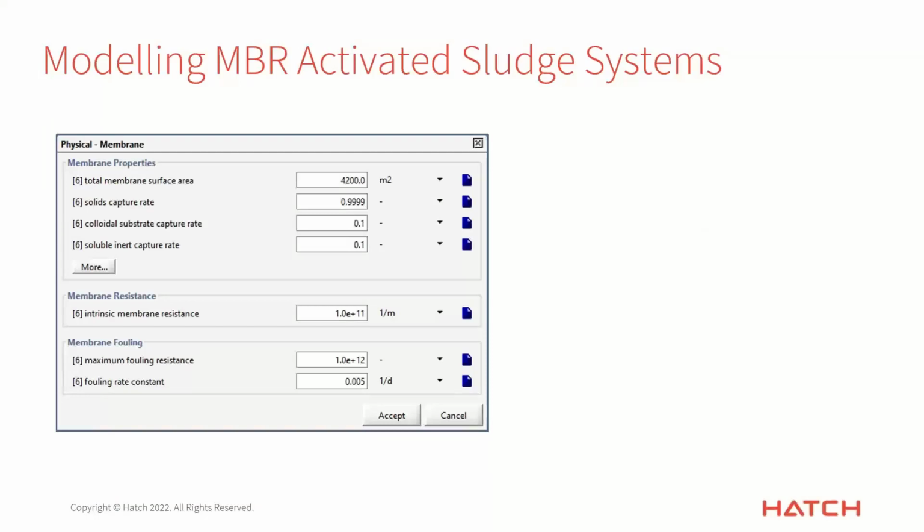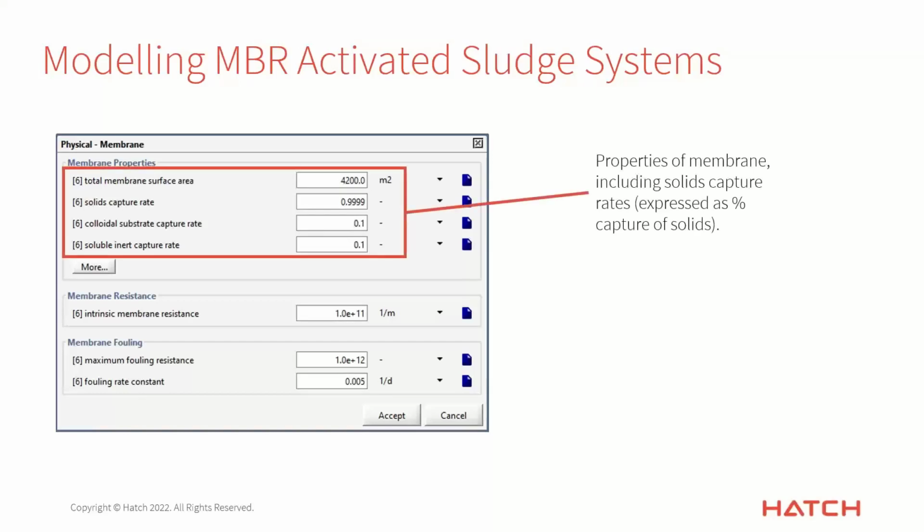However, for the physical membrane settings, this is where we're going to set the details of how much membrane surface area do we have in the tank and what are the properties of that particular membrane. So you'll see here membrane surface area, the solids capture rate, and so on. So by default, we set a solids capture rate of 99.99% of the solids captured on a concentration basis.